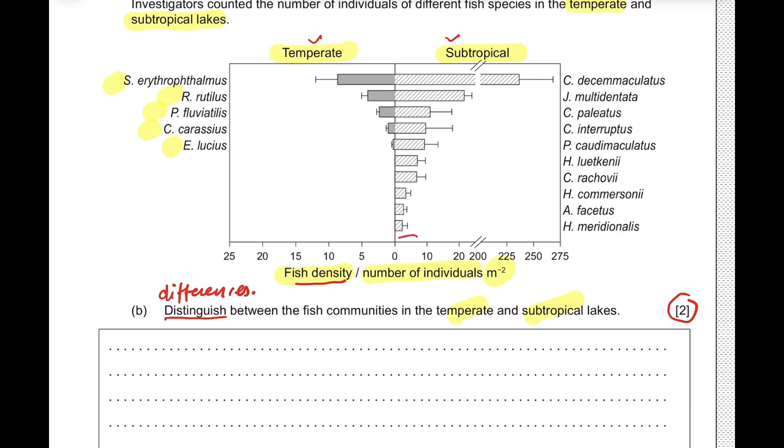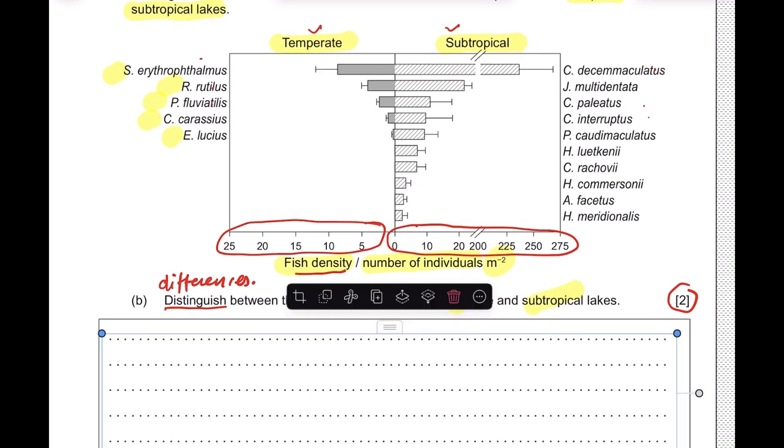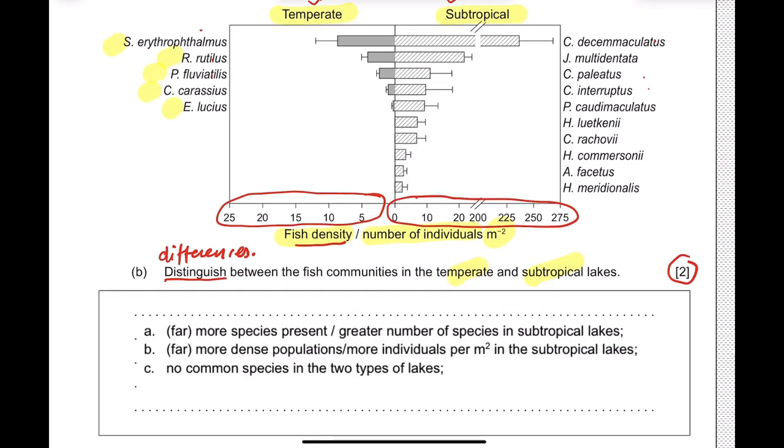You can talk about the range, which can be another point, less fish density. And if you look at all the species here and here, all subtropical species are different and temperate species are different. So I have given you 3 points, but the mark scheme has no common species, more dense population. You can see it is up to 275 per meter square, and greater number of species, more species present. Any of these 3 points you can give. Here you no need to give the precise numbers because it's just the difference, distinguish.